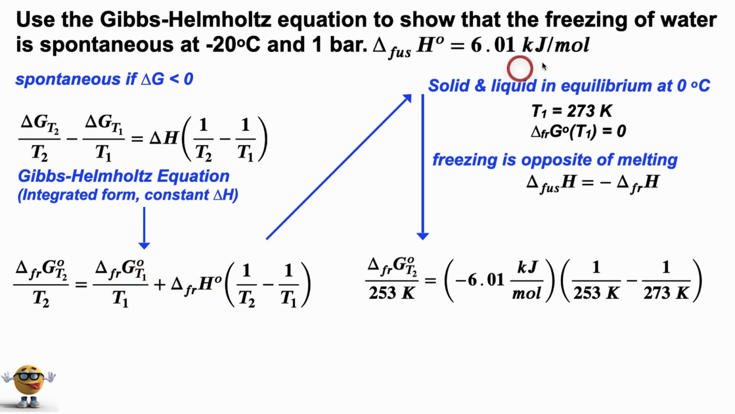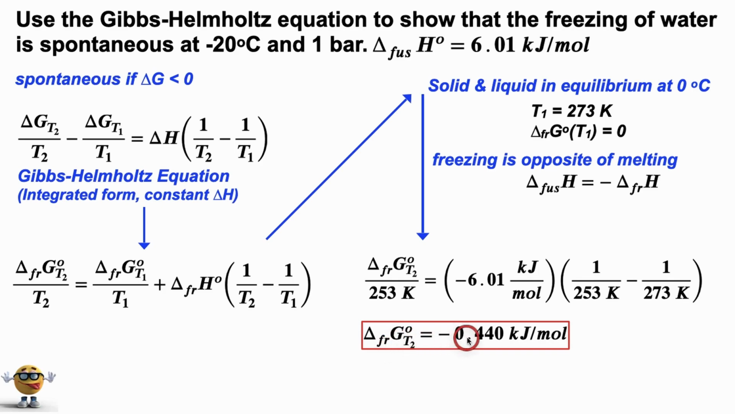At this point, we can literally plug everything in. Notice this term is gone because this is 0 right here. And if we do that, solve for the change in Gibbs energy, we get negative 0.440 kilojoules per mole. It's negative, which means that the process is spontaneous. And if it's spontaneous, then the change in entropy of the universe is greater than 0 due to the second law, and life is good.